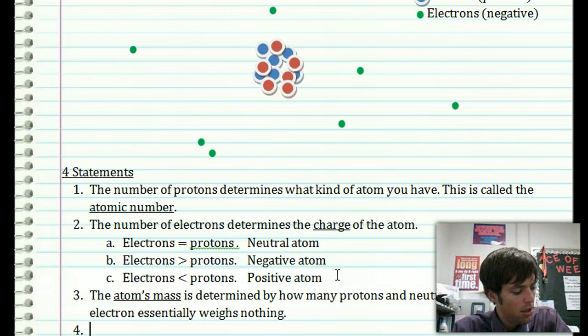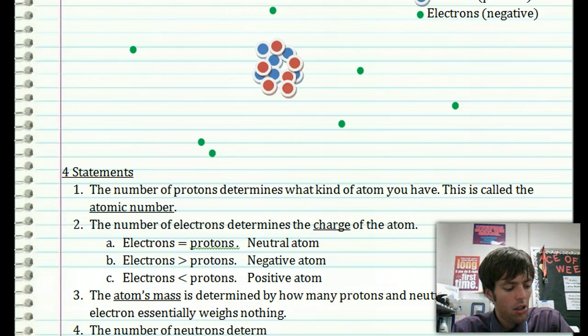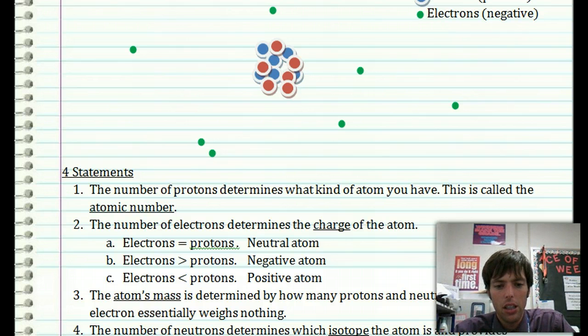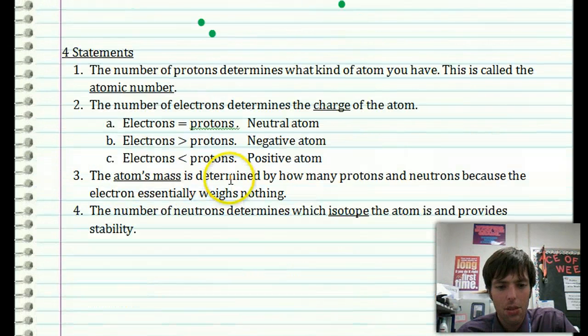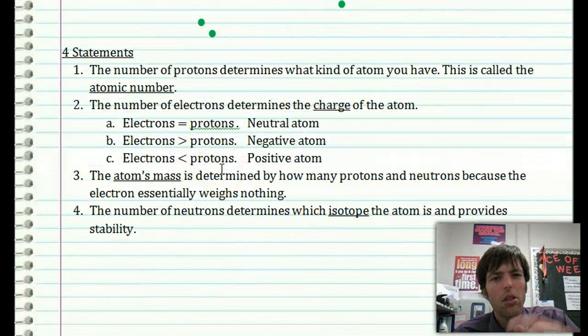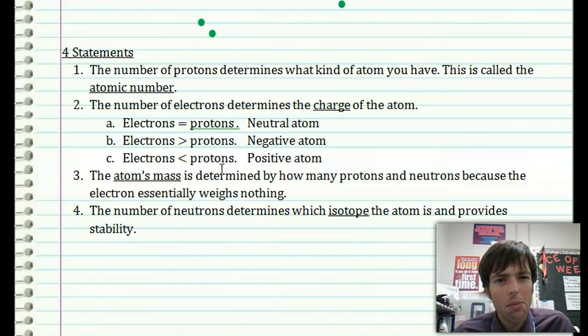And our last statement, the number of neutrons determines which isotope the atom is and provides stability. Oh, didn't see our last phrase. There it is, provide some stability. So neutrons are good. Neutrons keep things stable.